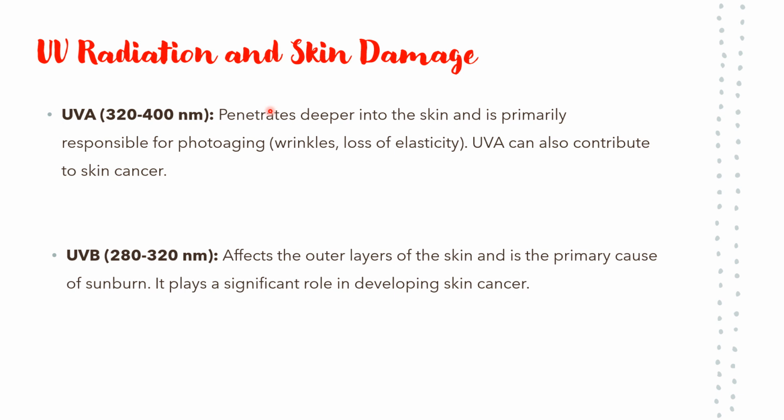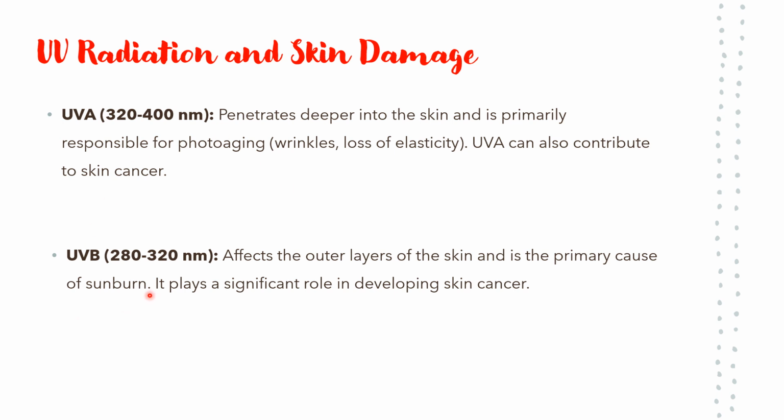UV radiation and skin damage. Let's talk a little bit about UVA and UVB, both types of ultraviolet radiation. First, UVA. UVA has a wavelength range between 320 and 400 nanometers. UVA radiation penetrates deeper into the skin and is primarily responsible for photoaging. Photoaging means wrinkles form on our skin, with loss of elasticity and damage to our cells. UVA can also contribute to skin cancer.